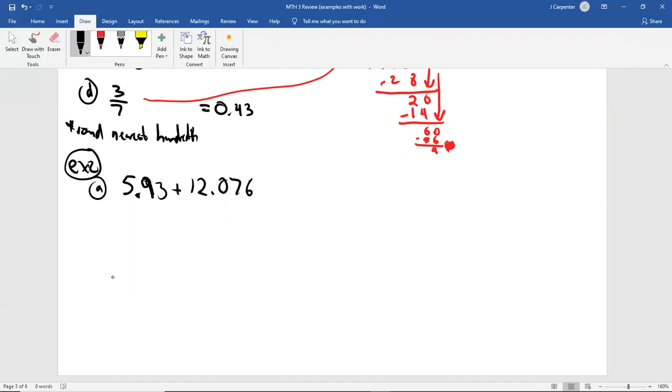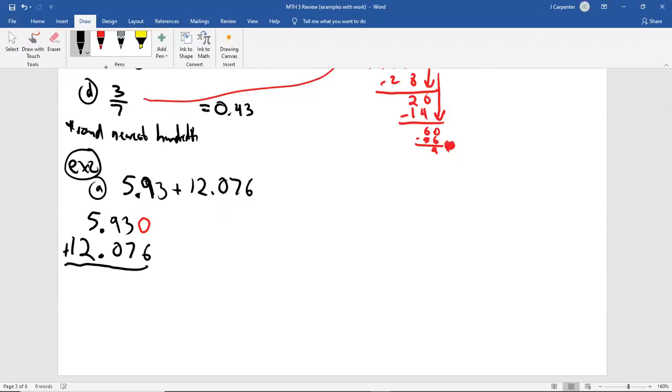If this is the problem, I didn't ask the calculator to do everything. I asked you to do it, so please do the work. All right, so 5.93, and then we need to line up the decimal because this is an addition or a subtraction, and then we have our 12 as the whole and the 076. I'm going to add this extra 0 above the 6. It's not necessary all the time, but it's very helpful most of the time.